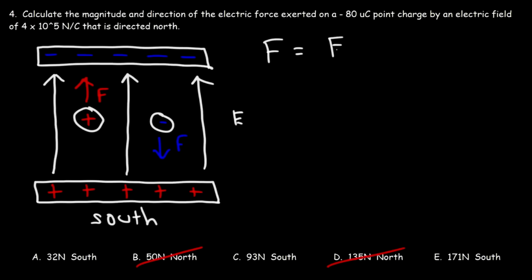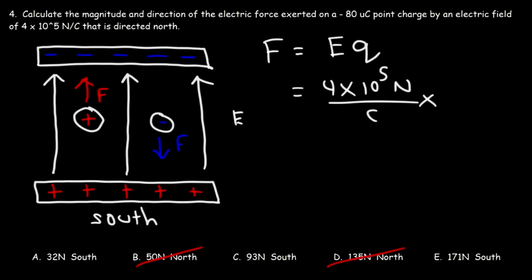The electric force is the product of the electric field times the magnitude of the point charge. The electric field is 4 times 10 to the 5 newtons per coulomb. And the charge is 80 times 10 to the negative 6 coulombs. Once again, we're not going to worry about the negative sign. Notice that the unit coulombs cancel, giving us the unit newtons.